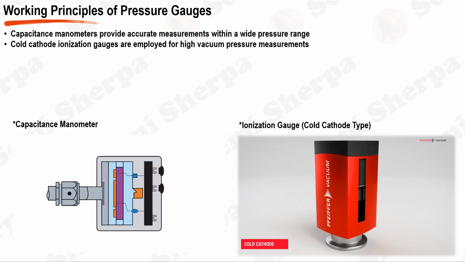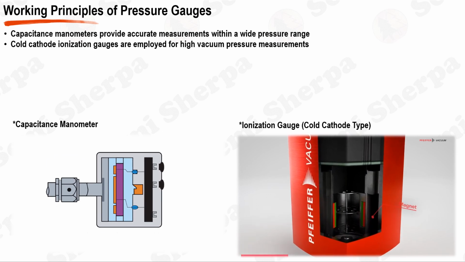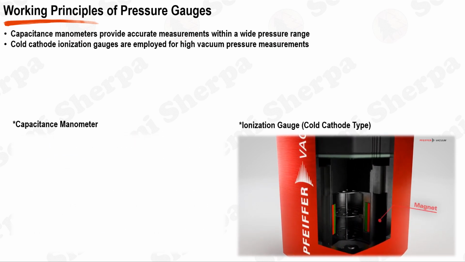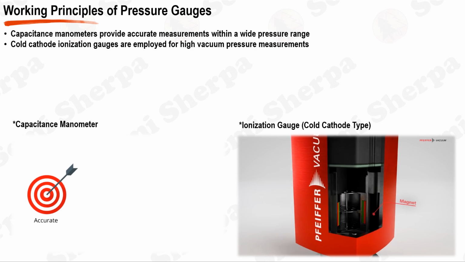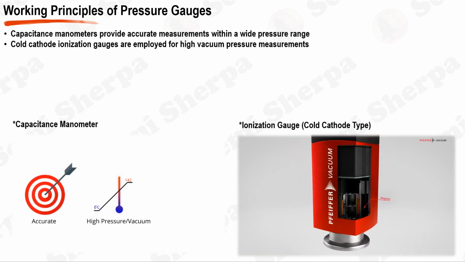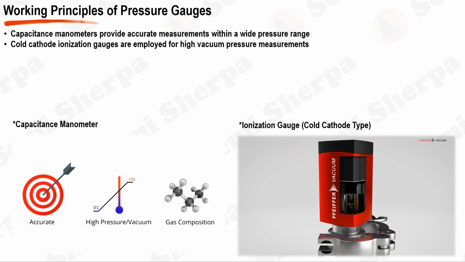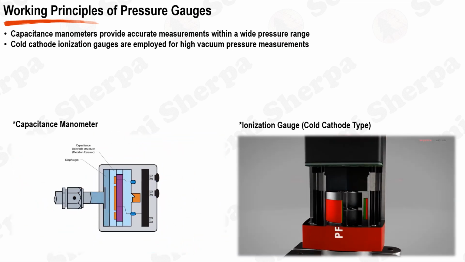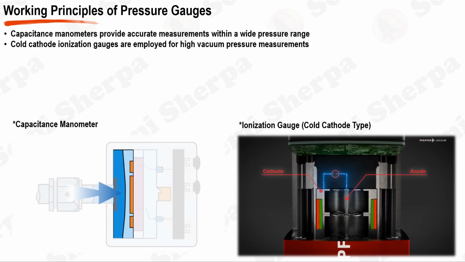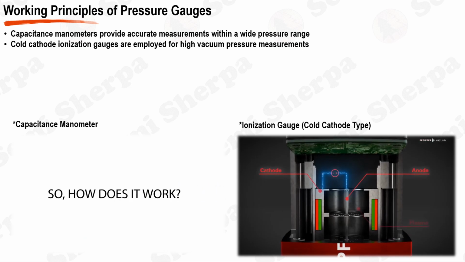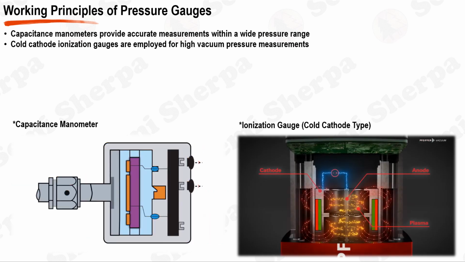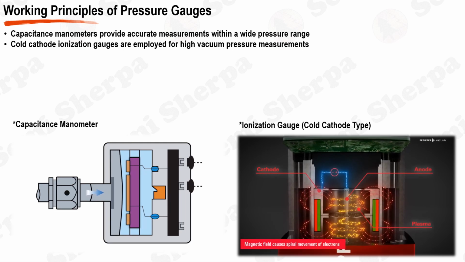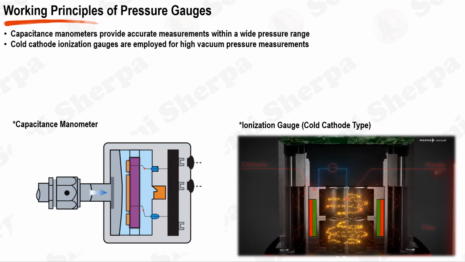Capacitance manometers offer several advantages in semiconductor vacuum processes. Their high accuracy and reliability make them ideal for critical pressure measurements in various applications, including thin film deposition and etching processes. These gauges can handle a wide pressure range, from below atmospheric pressure to high vacuum conditions, enabling precise control and monitoring of the process pressure. Capacitance manometers are also known for their excellent repeatability and stability over time, ensuring consistent and dependable pressure readings.